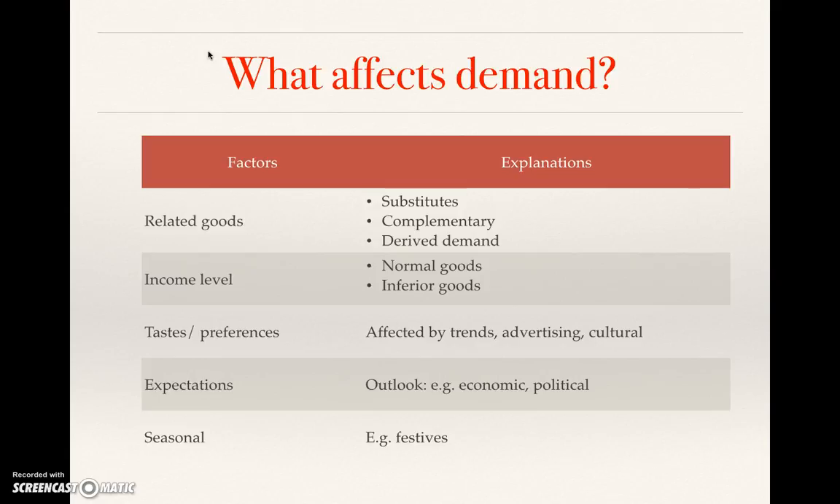Derived demand is where the demand for a factor of production or intermediate good is dependent on the demand for another. For instance, an increase in the demand for cars leads to an increase in demand for steel, glass, and rubber. Moving on to income.